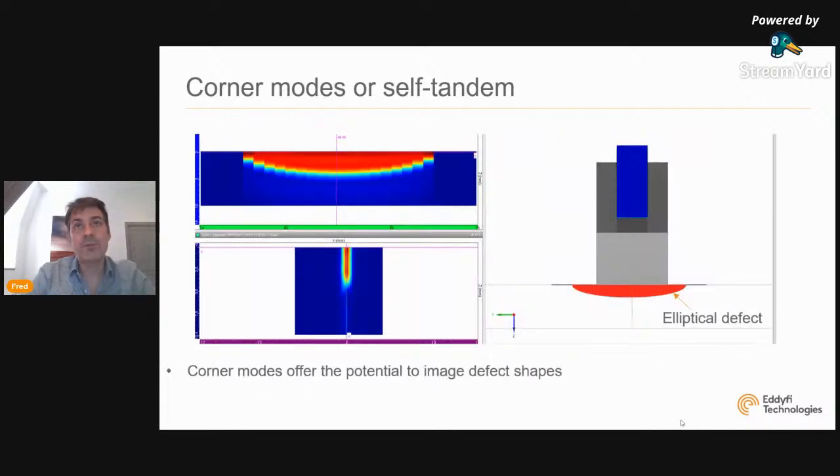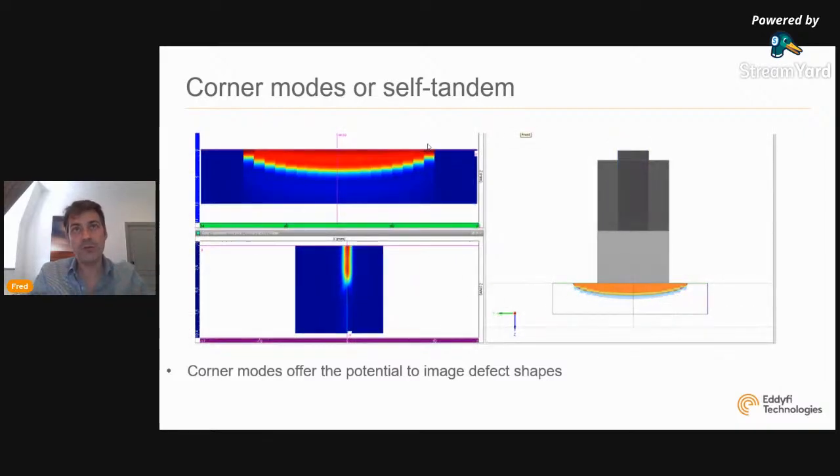So actually looking at an elliptical defect right here, we move the probes this way. So you have the TFM here. And when you look at the front view, you actually draw nicely the shape of the elliptical defect. If you drop this into the 3D view and superimpose that on the defect, you really see that we're able to image the defect perfectly. So there is some potential to those modes in terms of imaging.